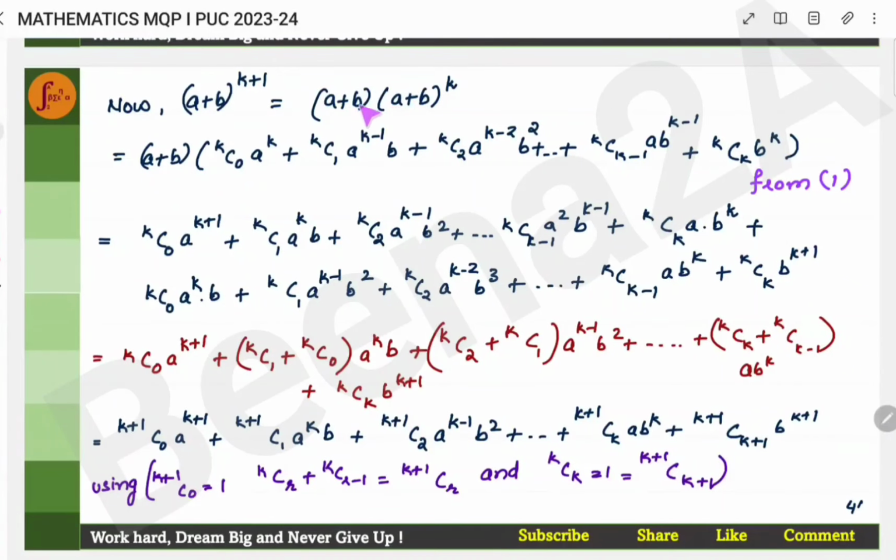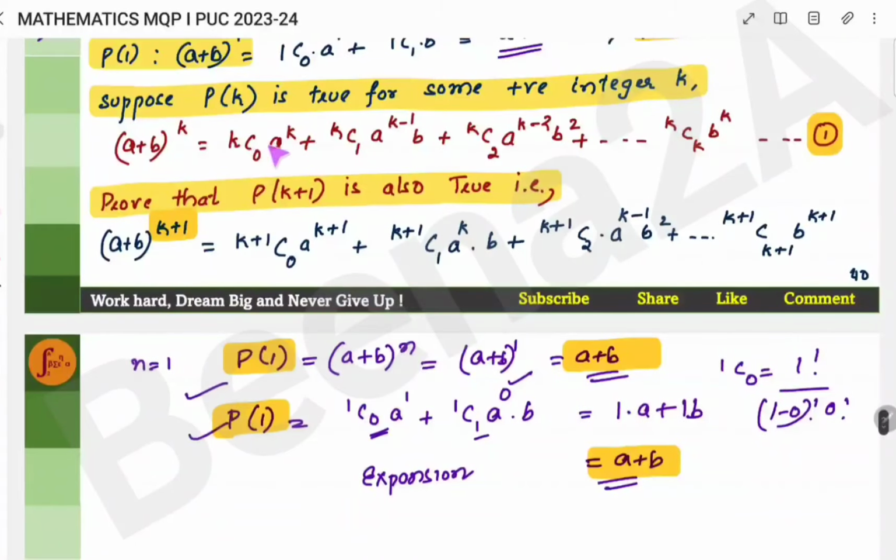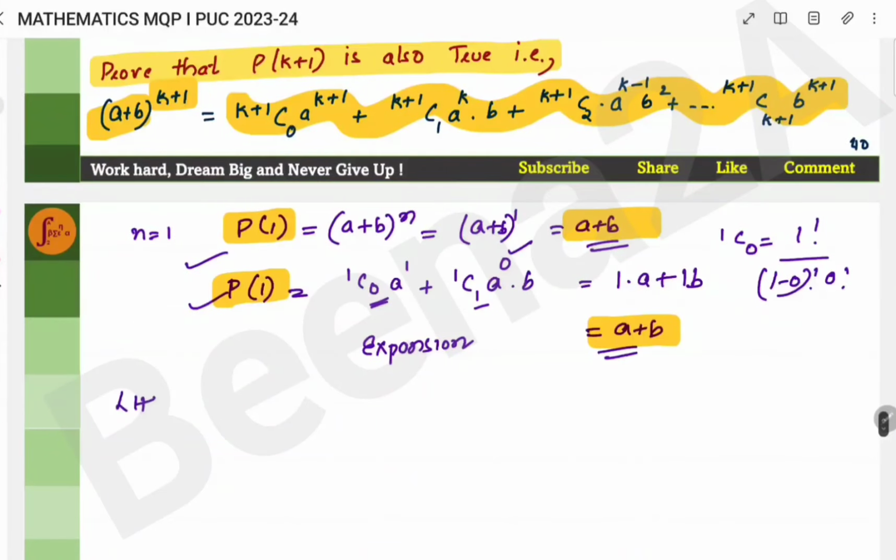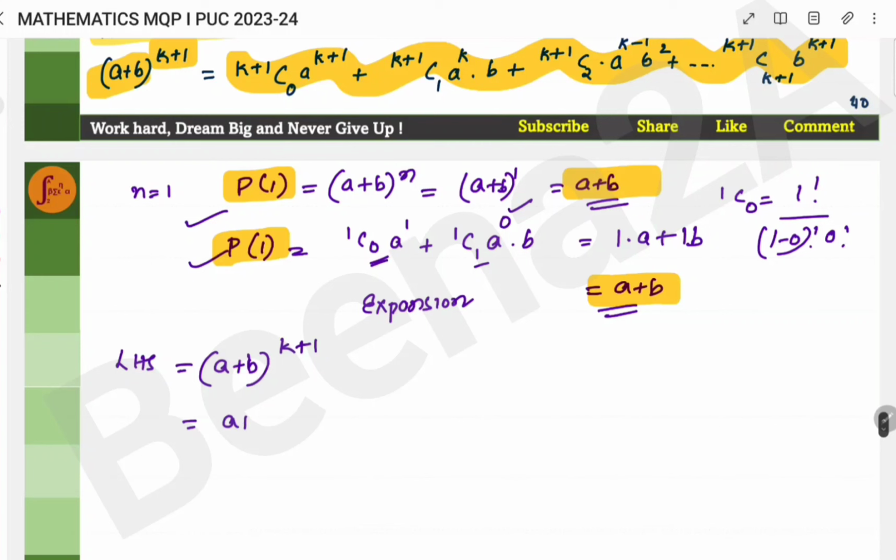Now you'll split this expression. You can split (a + b) to the power k plus 1 as (a + b) into (a + b) to the power k. This is one expression. After substituting k plus 1, you get this particular expression. Now taking the LHS, (a + b) to the power k plus 1, we can write this as (a + b) to the power k into (a + b) to the power 1. This is nothing but (a + b) to the power k plus 1. We can split it like this.